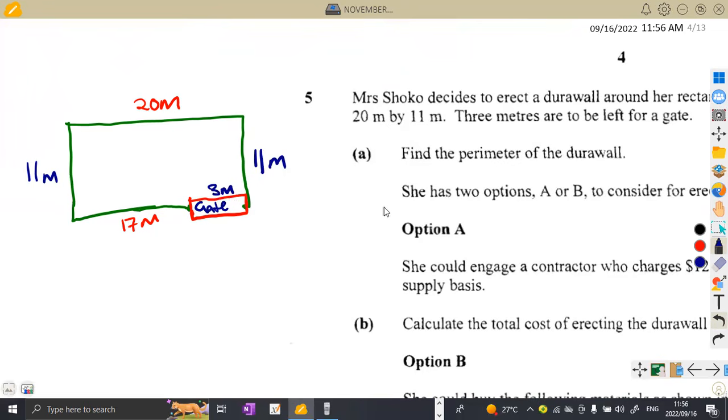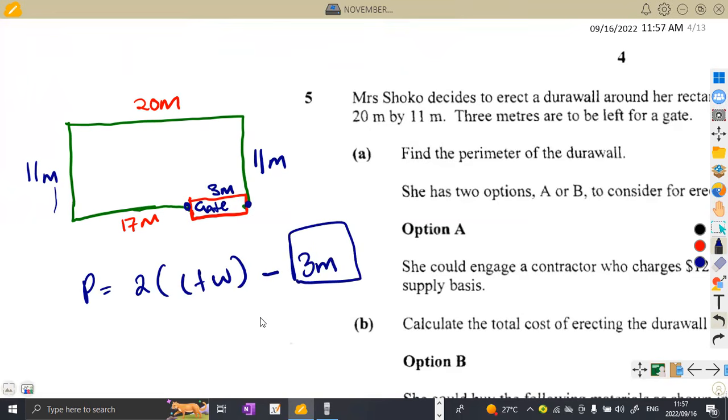Okay, so now the question is, what is the perimeter of the jura wall? We are looking at the perimeter of the jura wall, of which perimeter is the distance right round. So we are starting from this point, going through up to this point. So which means the gate is not going to be involved. So if you use this formula for perimeter, perimeter is 2 into length plus width, whatever that you're going to get, you must remove 3 meters for the gate. You must subtract 3 meters on your answer.